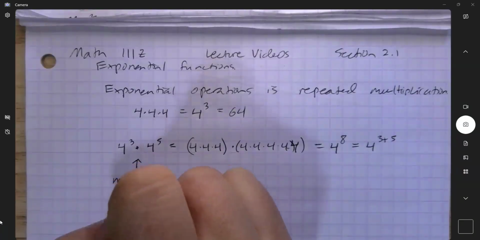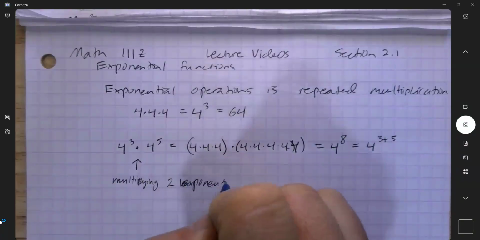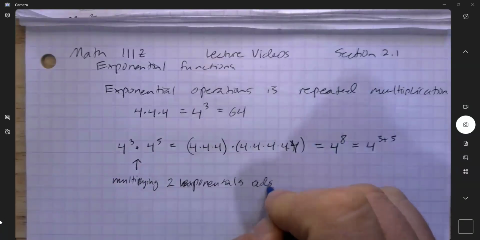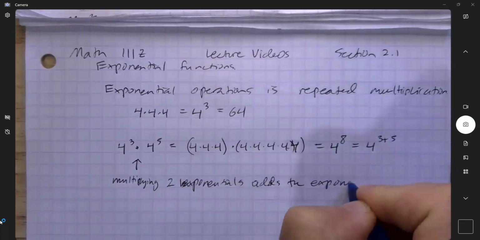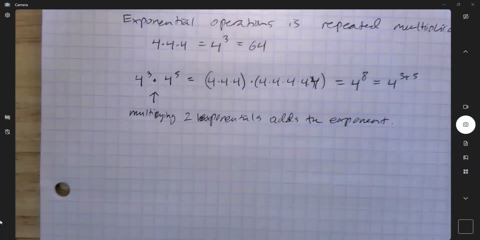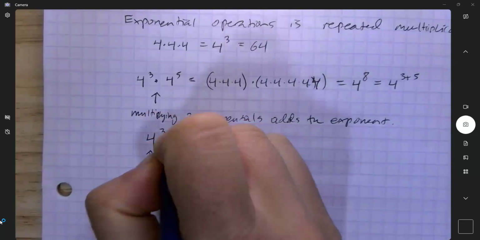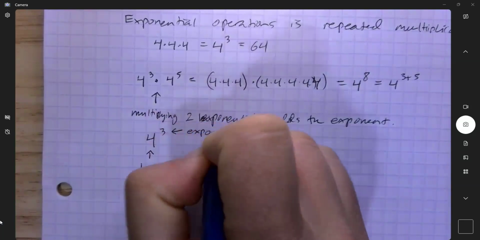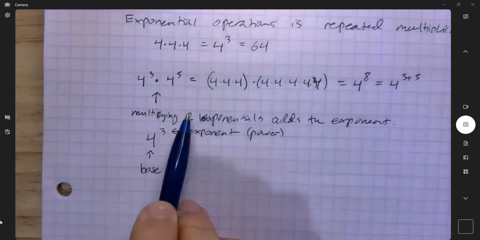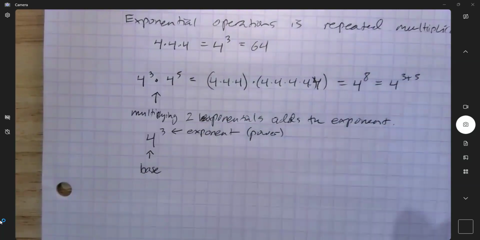So multiplying two exponentials adds the exponent. And that reminds me I should review some of our vocabulary. If I have 4 to the 3, I call 4 the base, and 3 is either the exponent or the power. So multiplying two exponentials with the same base, you add the exponents, so you add the powers.